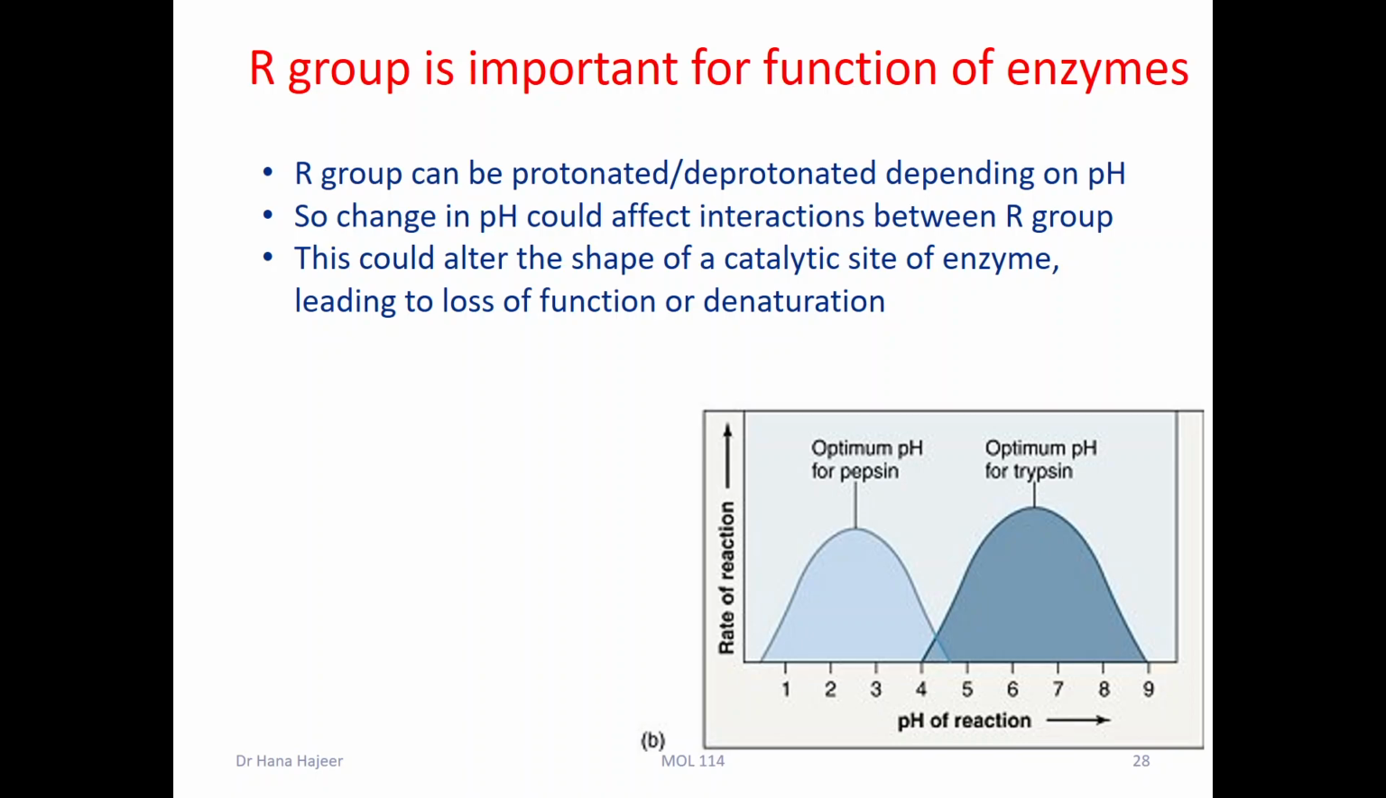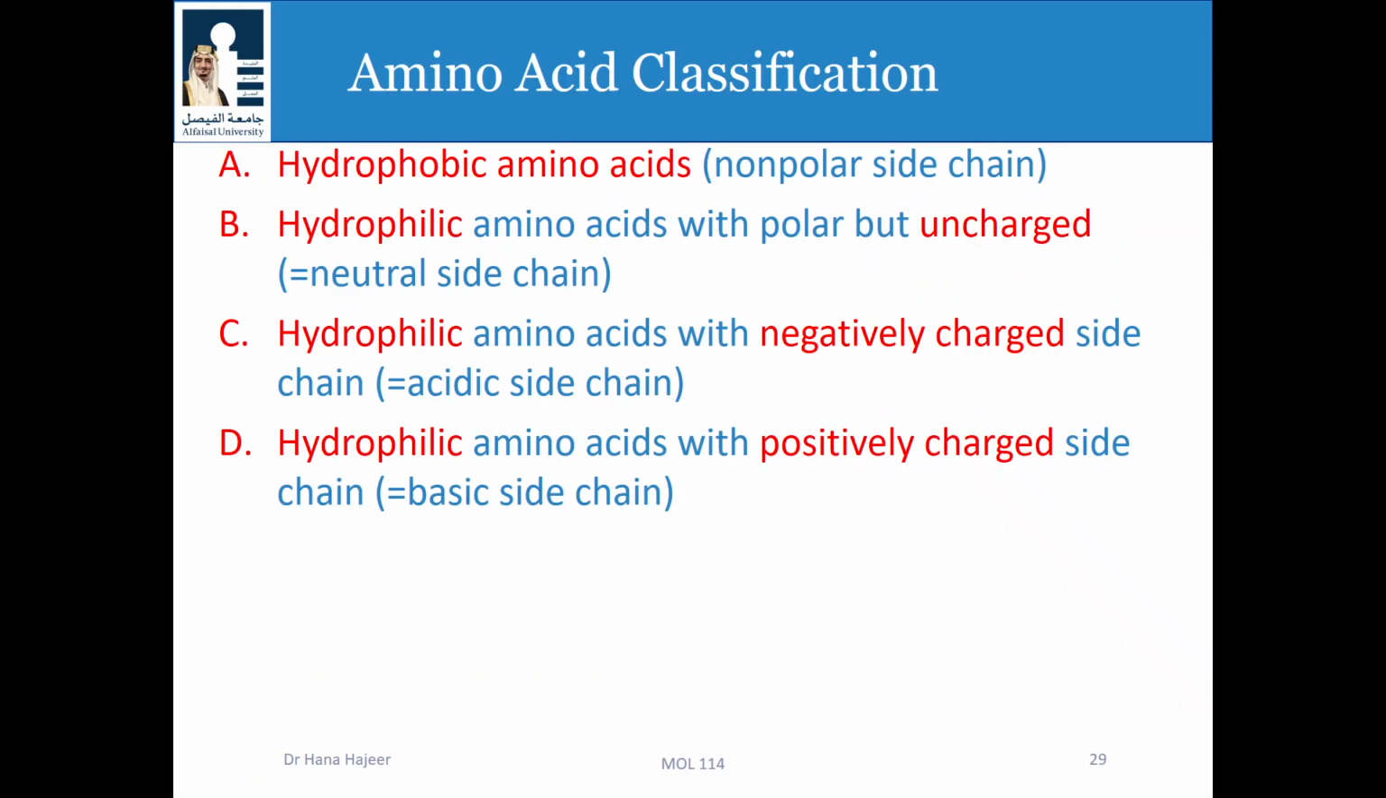And the pH is very important because if you change the pH, then the catalytic site, which has an R group, can be either protonated or deprotonated. So if you change the charge on the R, the interactions between the different R groups will change, and therefore the shape of the protein will change. Don't worry, you are going to become more familiar with this information when we study the proteins lecture.